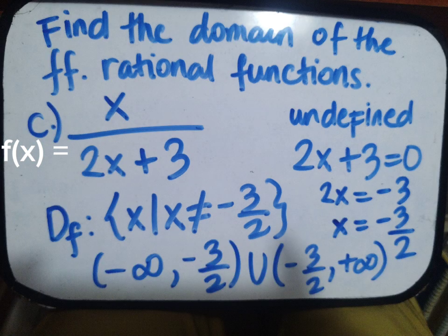Or for the interval notation, that would be negative infinity to negative 3 over 2 union with negative 3 over 2 to positive infinity.